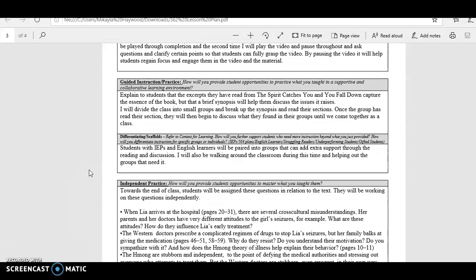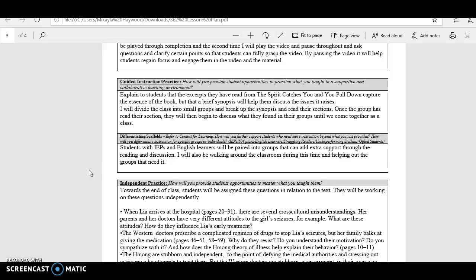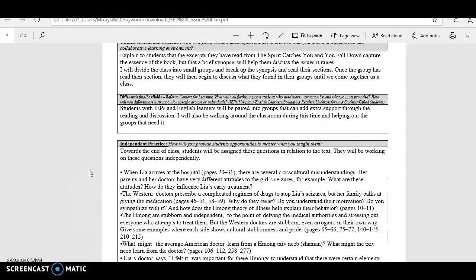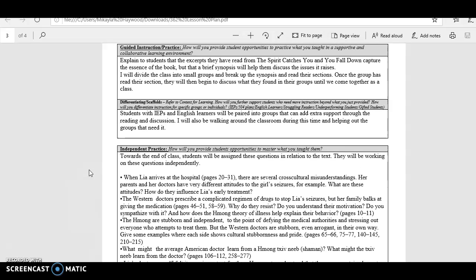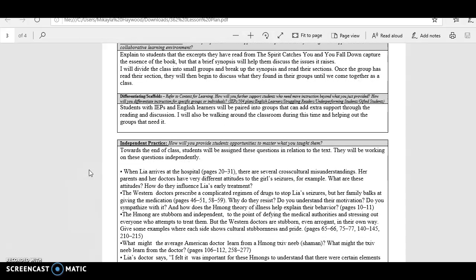Guided instruction: they're going to be breaking up into small groups, and once they've read their section of the excerpts of "The Spirit Catches You and You Fall Down," they will then discuss in their groups what they found interesting in the readings. With this, I wanted to pair my IEPs and English learners, not together, but in groups with native speakers to add extra support through the reading and discussion.